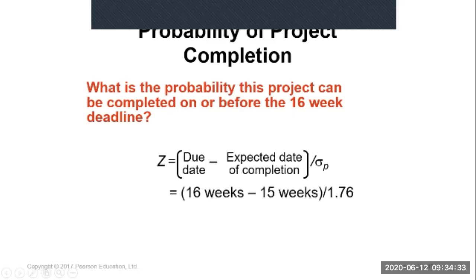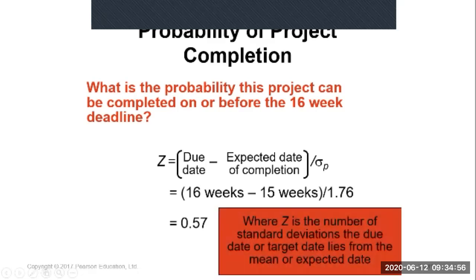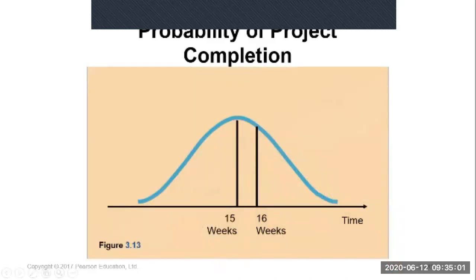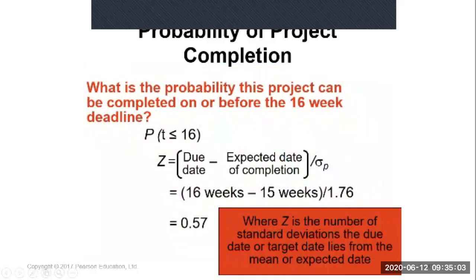We want to calculate the probability. We put here the due date minus the expected duration for the activities, divided by the project standard deviation. When you calculate, you get 0.57. So this is still not the probability. Remember the normal distribution; then we have to refer to the table. So this is how to write the probability that the duration is less than 16 weeks.